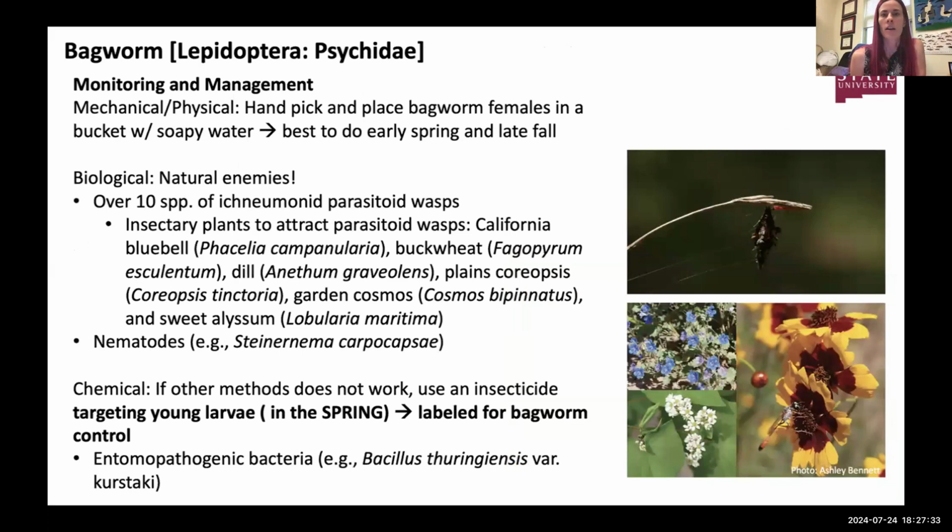Monitoring for them. You can just check your plants for these funky little bagworms, the little leaves and twigs around their bodies. You can actually just hand pick them off and place them in a bucket of soapy water. It's best to do this in early spring and late fall. There are lots of things that like to feed on them. But if the natural enemies aren't doing too good of a job, there are insecticides available and they target the young larvae, so you have to do this in the spring. There are things labeled for bagworm control.